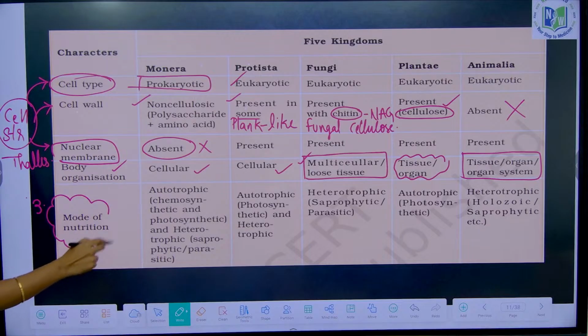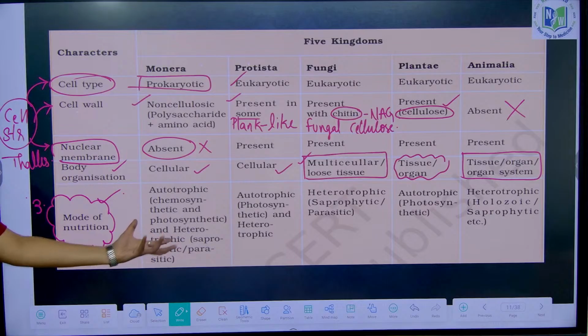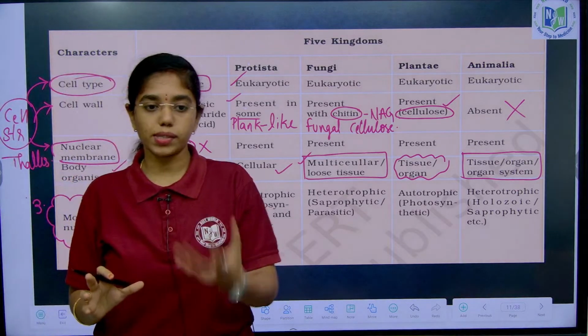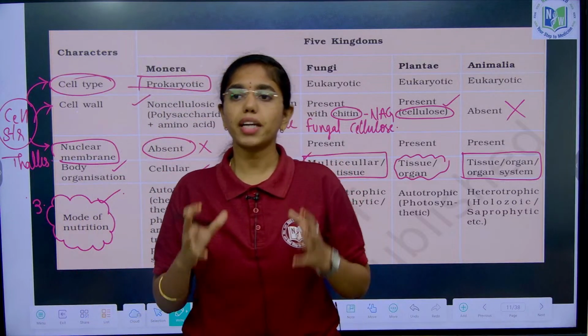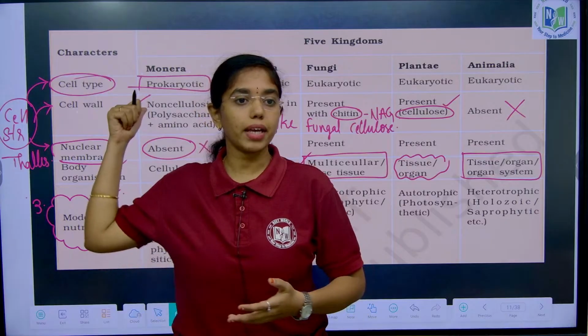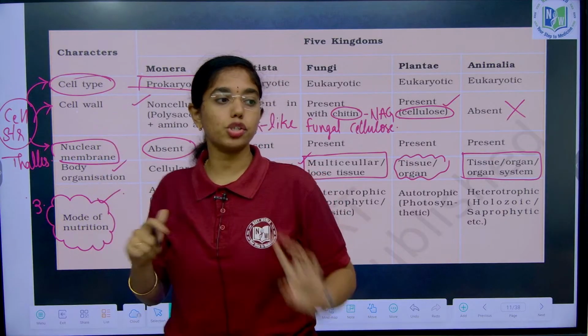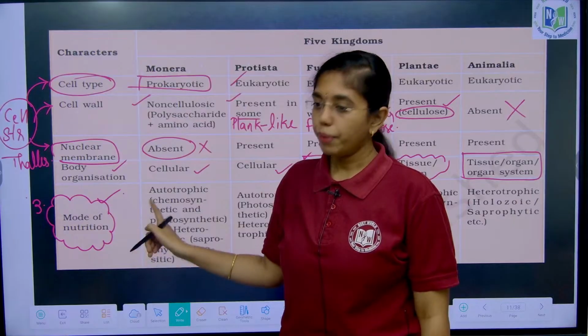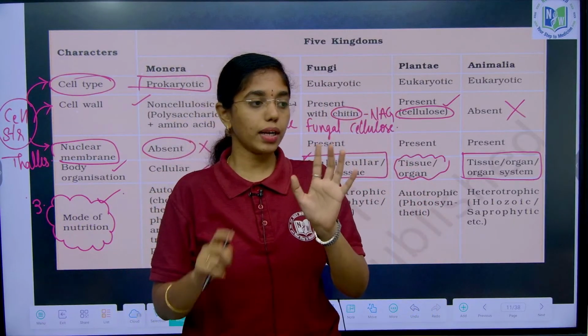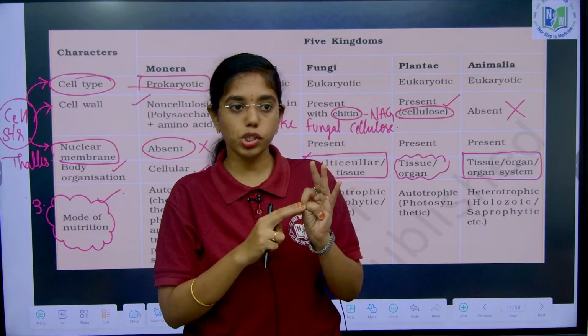Last is what? Mode of nutrition. It is the most important criterion. You look at the comparison, then you will get to know. In Monera, whenever you get a question like which kingdom from the five kingdom system of classification exhibits the highest metabolic diversity, your answer should be Monera, because metabolic diversity means what will come? Nutrition will come, respiration will come.